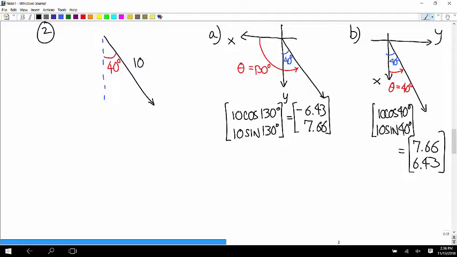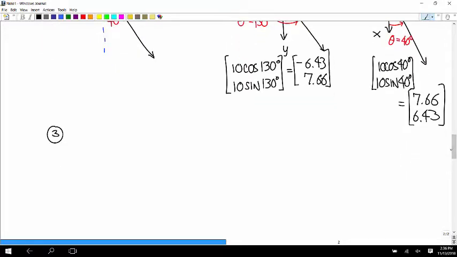Okay, and then number 3. So this is the one where it's rolling off a table.